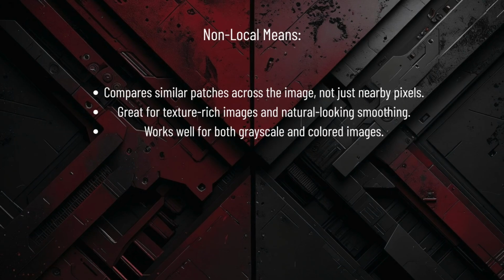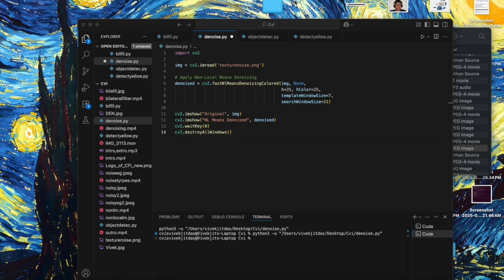It is different from the bilateral filter in that it compares similar patches across the image, not only the nearby pixels. It is great for feature-rich images and natural-looking smoothing. So here is a quick implementation of code for non-local means denoising, and I will also do a side-by-side comparison. I have a very noisy image, so I need to smoothen it and get the smoothened output. Let's see what I've done.